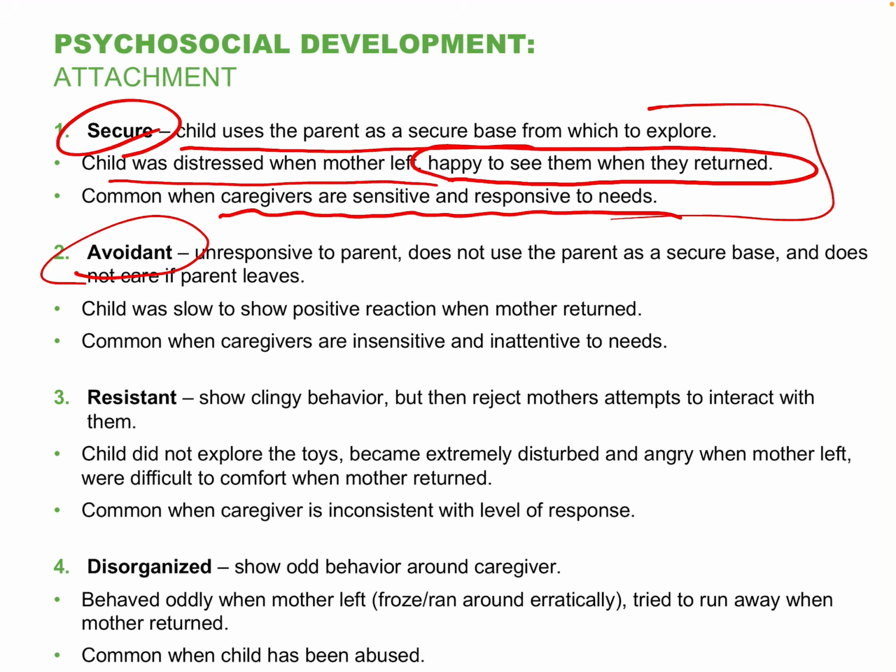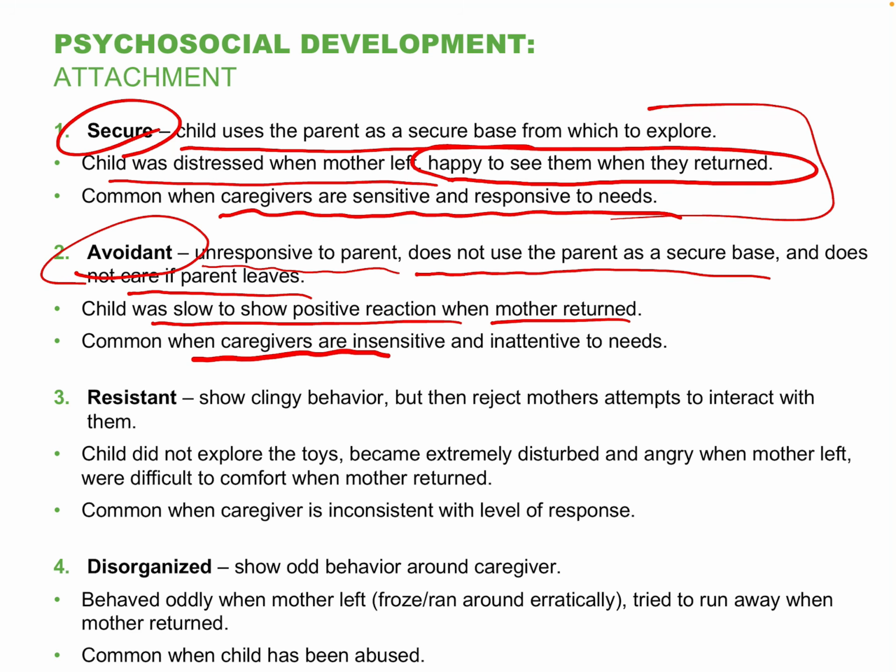This is where the infant in that scenario doesn't seem very responsive to the parent, does not come back to the parent as a secure base, and doesn't react one way or another when the parent leaves the room, right? The mother returns, they don't really seem that excited, okay? They don't really see them as a secure base, okay? And this is an end result of households where the caregivers tend to be lacking attention to the needs of the infant. That's called the avoidant attachment.